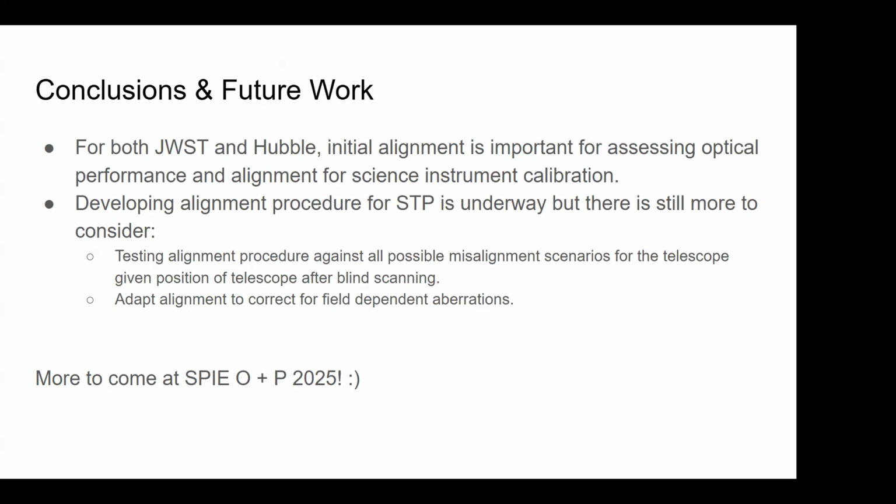Like I mentioned, all possible misalignment scenarios given some sort of Monte Carlo simulation after the blind scanning is done, and then also being able to make some sort of smart adaptation to the alignment to correct for field dependent aberrations, and maybe further optimization, making that algorithm run faster, because right now it does take a bit to get through all the 3 steps. And all of this work is contributing to my SPIE Optics and Photonics talk in 2025, so hopefully I'll have more results then.